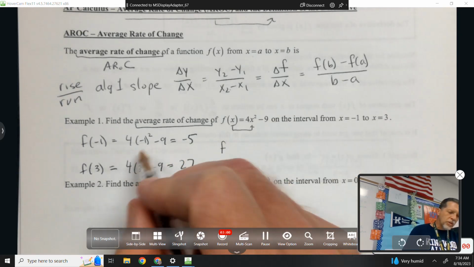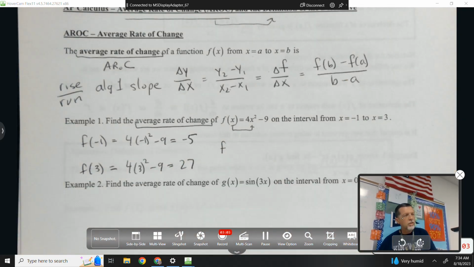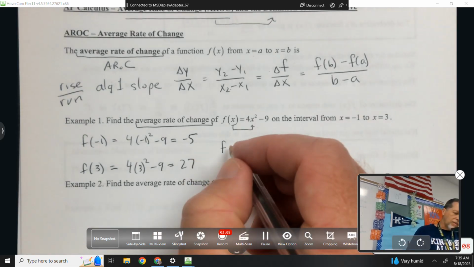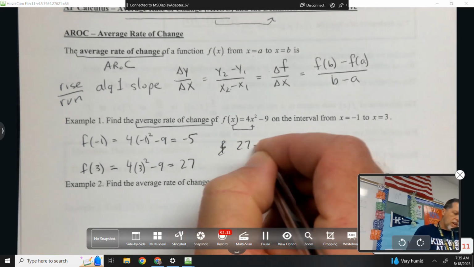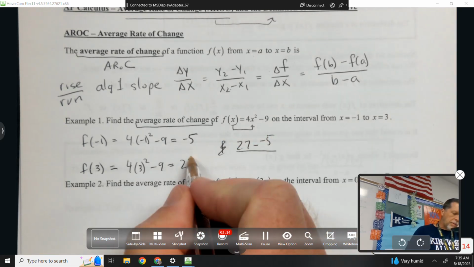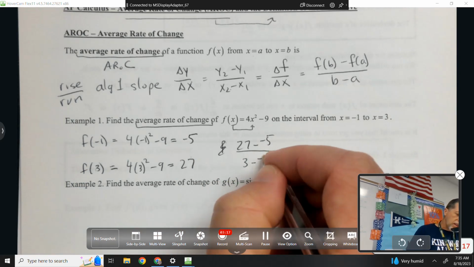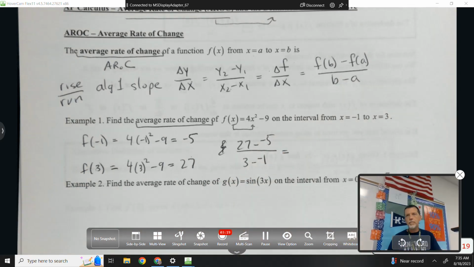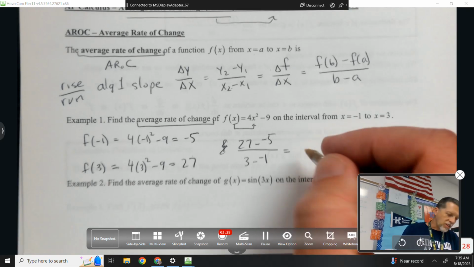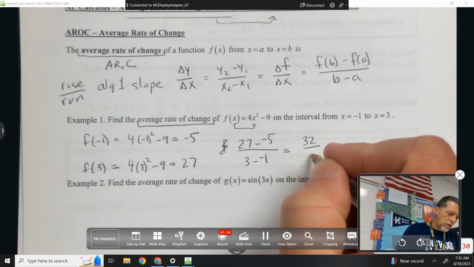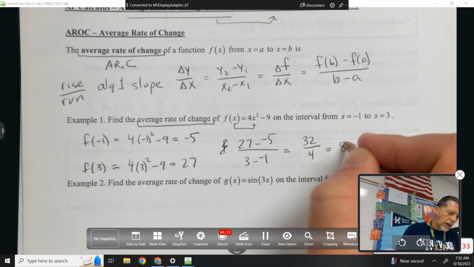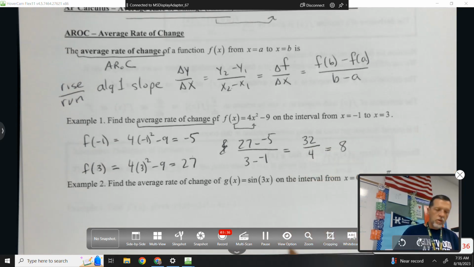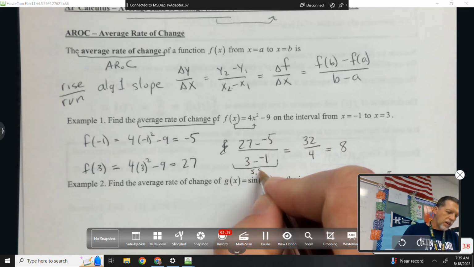And it doesn't matter which one you call A or B, which one you call 1 or 2, just as long as you keep things consistent. So I'm going to do 27 minus -5. But that means I need to do 3 minus -1. Again, order doesn't matter, but make sure the order is the same. So your first order doesn't matter, but then the bottom one has to match it. 32 over 4 equals 8. Oh, and I guess we could have safe stopped back here.